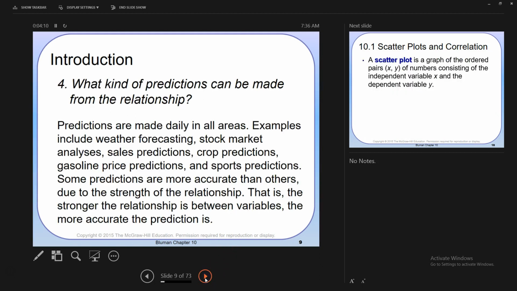And then what kind of predictions can be made? Predictions are made every day in all kinds of situations. They list here weather forecasting, the stock market, sales predictions, crop predictions, gasoline prices, sports. So there's many different careers and many different areas in our everyday life where predictions are necessary and important.